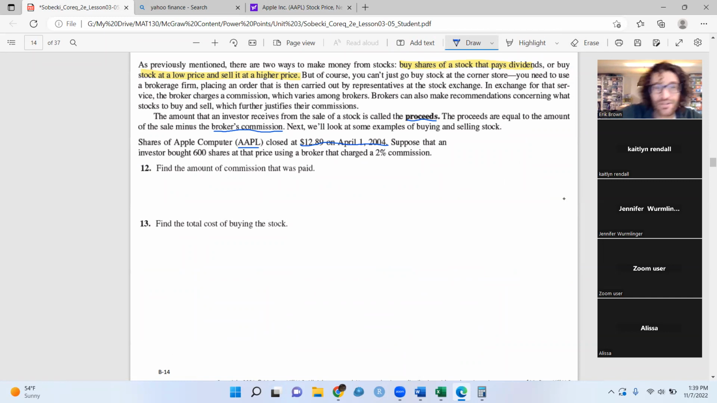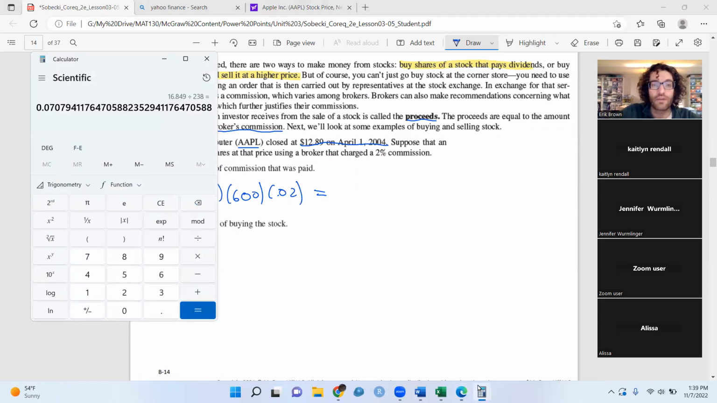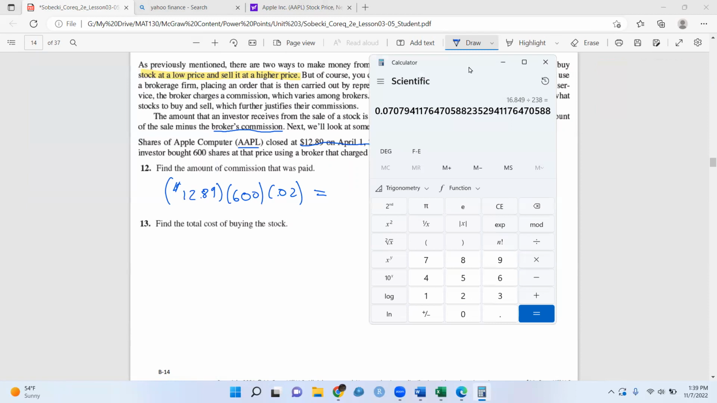So if we want the amount of commission paid, we're going to take $12.89 and we could take 2% of that and multiply it times 600, or we could do 600 and then times 0.02. Like if we just multiply these all together, that's the total amount of money we pay the broker to initiate the purchase of the stock.